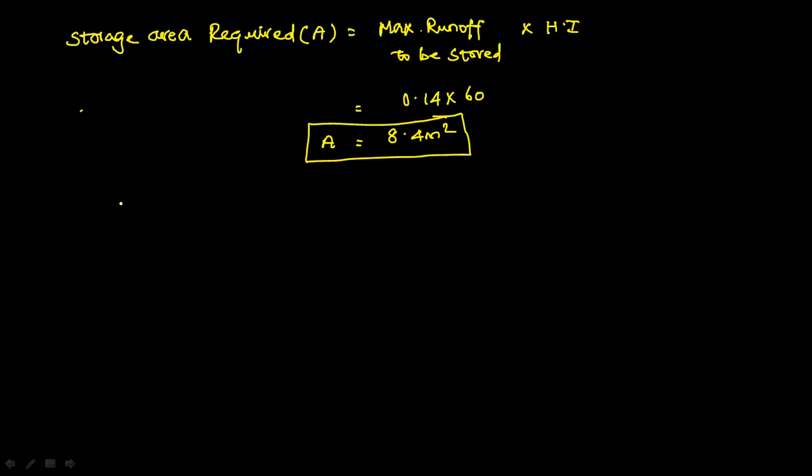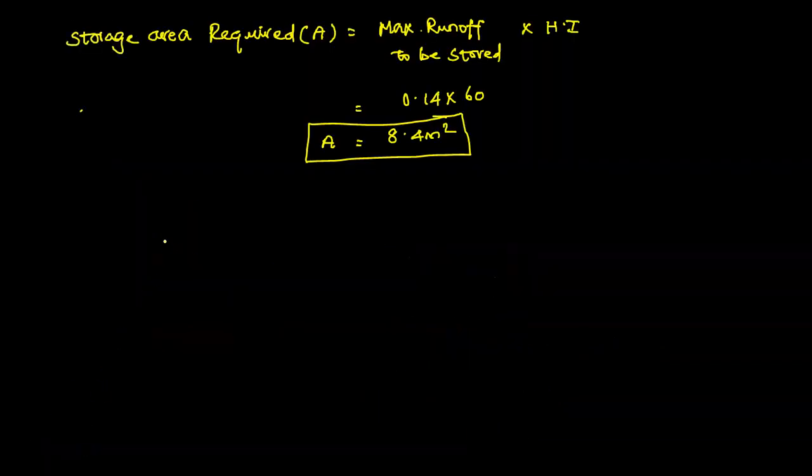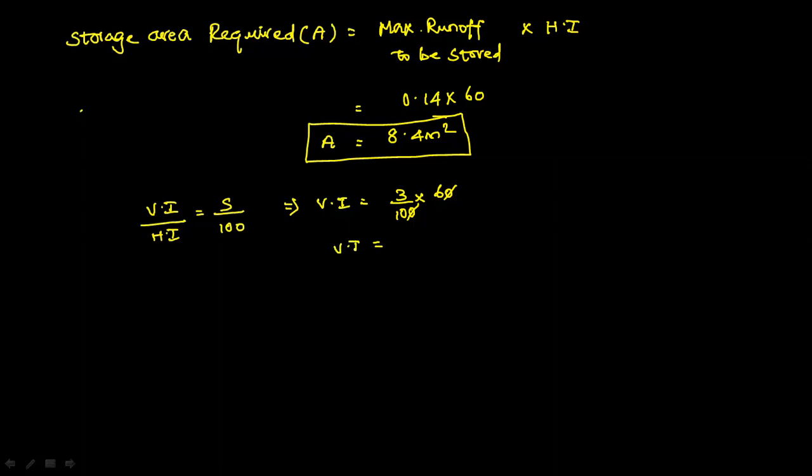Next, we find the vertical interval. Horizontal interval they had given us 60 meter. Slope also they had given, 3%. So we can easily find out the vertical interval. VI by H is equal to S by 100. So VI is equal to 3 divided by 100 into horizontal interval 60 meter. When you cancel this, vertical interval becomes 1.8 meter.